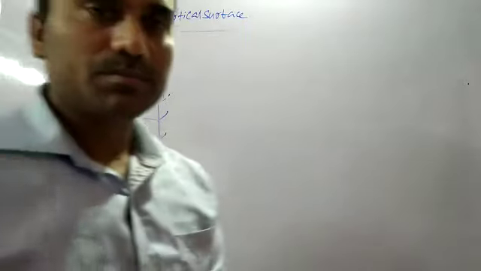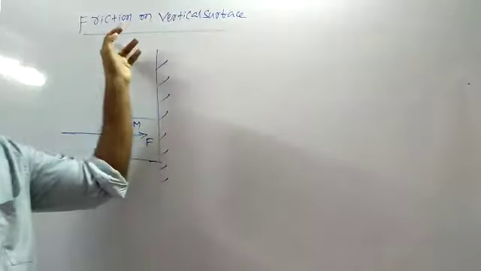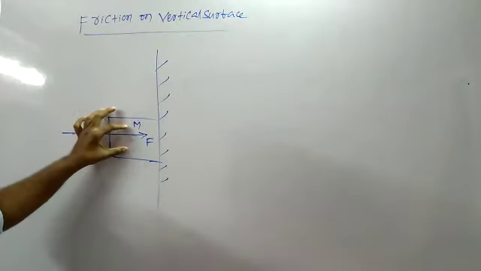Good morning, children. Today's topic is friction on a vertical surface. Friction on a vertical surface. It is a wall.